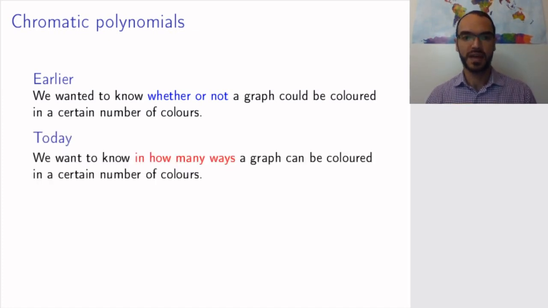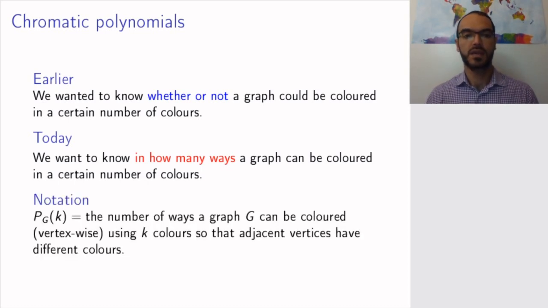So we're going to look at the number of ways that you can color a given graph in a certain number of colors. The notation that we will use will be this, P_G of k. So P_G of k is the number of ways a graph can be colored, meaning in the sense of vertices, using k colors in such a way that no adjacent vertices have the same color.